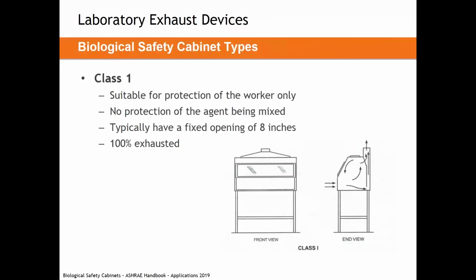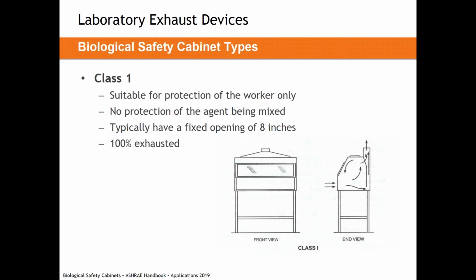Let's get into Class 1 hoods, however. Class 1 is what you might call a lower containment type of hood. That definition of low versus high containment isn't broken out in the ASHRAE handbooks or the standards. They just state it's a lower style of containment. However, one of the defining features of a Class 1 cabinet is it's suitable only for protection of the worker. Just like a fume hood, it's suitable only for protecting the person using it.